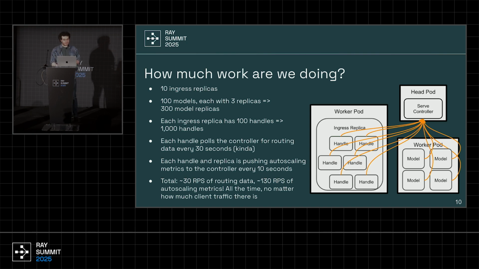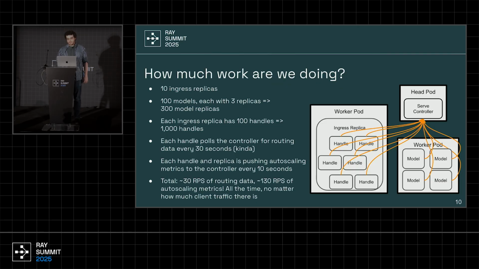Each handle pulls the controller for routing data every 30 seconds. It's not quite a pull. It's more efficient than I'm making it sound. If someone wants to ask about that in Q&A, I can elaborate. And then also, each handle and replica is pushing autoscaling metrics to the controller every 10 seconds.